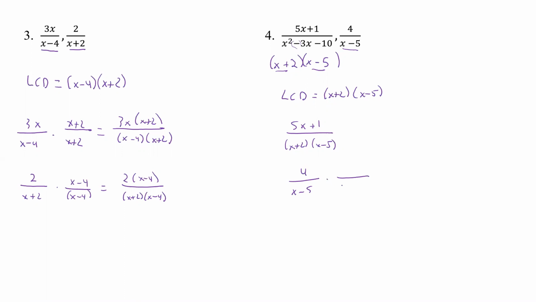Well, we have to multiply by x plus 2. And so again, what we do in the denominator, we have to do in the numerator. And so that gives us 4 times x plus 2, and then x minus 5, x plus 2, and that would be our final thing. Again, if we're adding or subtracting these together, we'd have to go ahead and distribute here, then add the numerators, and then factor at the end to see if anything would cancel numerator and denominator.